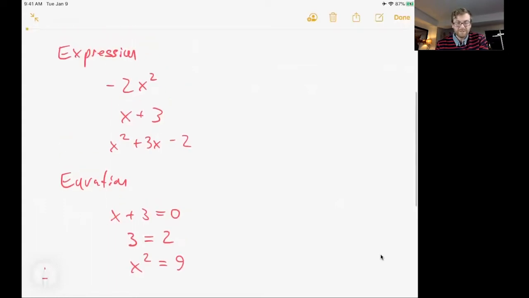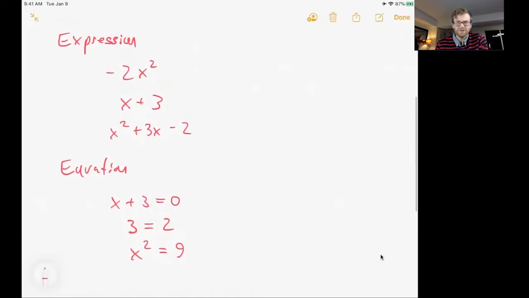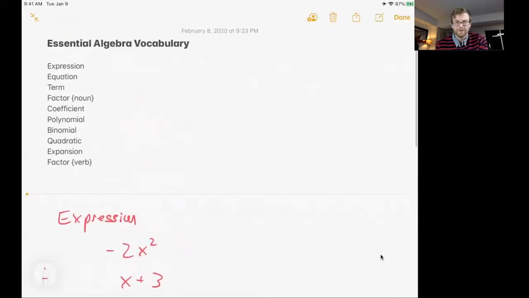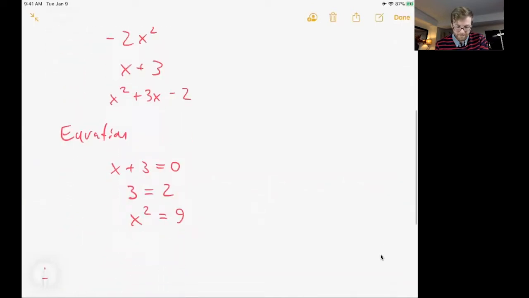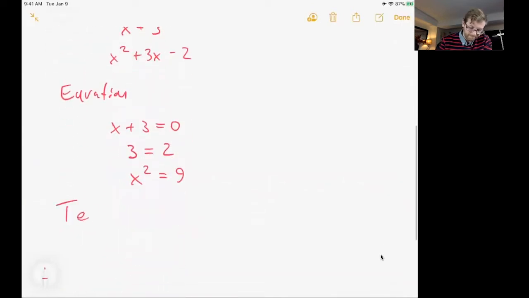So I've talked a little about expressions, talked a little about equations. I just want those to be really comfortable mathematical vocabulary for you. Now, terms. Let's talk about terms.